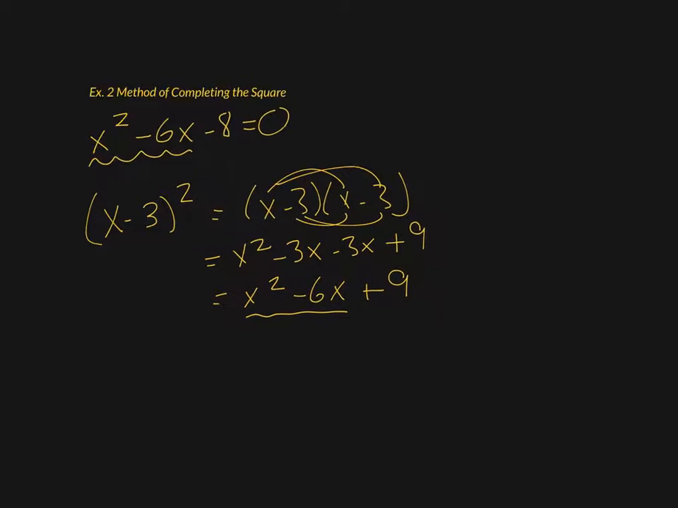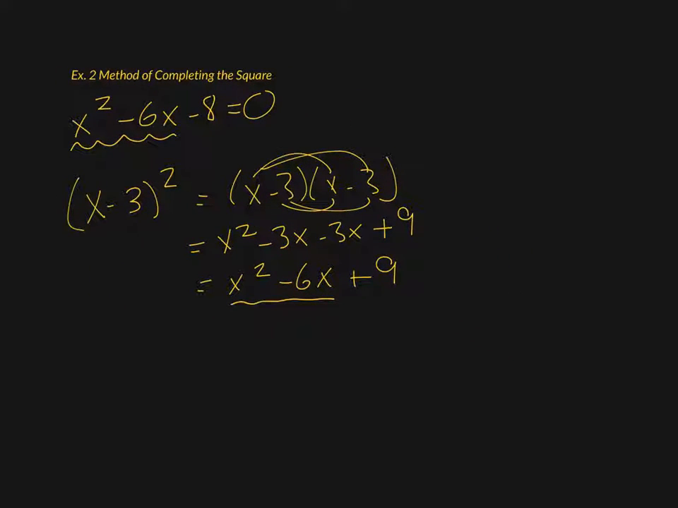So, I'll make this smaller. We want to get a plus 9 there. We want our equation to be x squared minus 6x plus 9 equals something, so that we have x minus 3 squared equals some number over here, and we can square root both sides. That is our goal. That is what we're trying to get to.